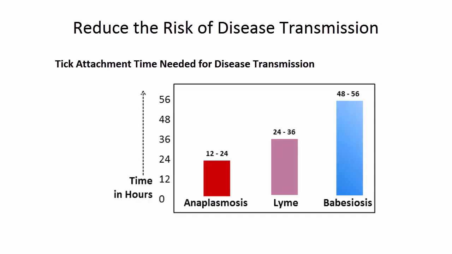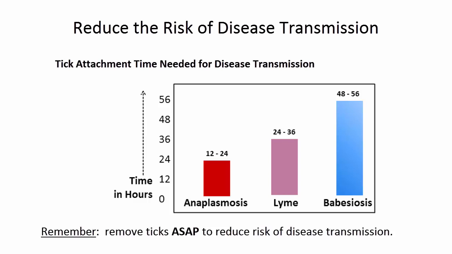The amount of time a tick is attached makes a difference in terms of how likely it is for a person to be infected. This slide shows the amount of attachment time required for disease transmission. Anaplasmosis requires the least amount of attachment time, somewhere between 12 and 24 hours. Lyme disease needs between 24 and 36 hours, and babesiosis needs between 48 and 56 hours. Remember, remove ticks as soon as possible to reduce the risk of disease transmission.